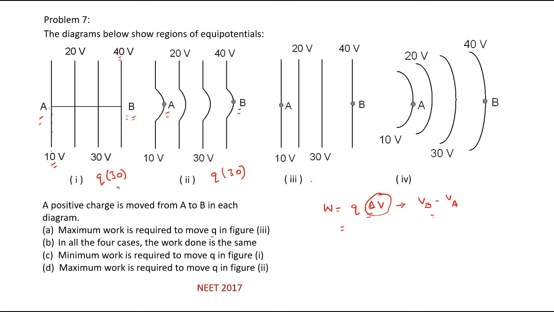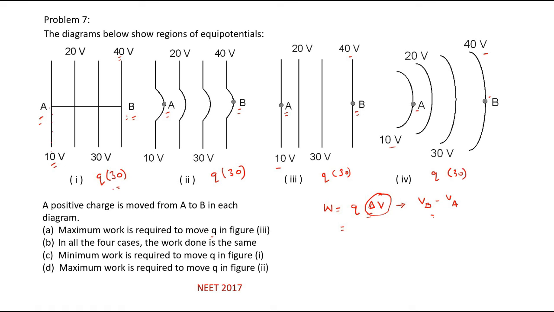For option 3 also, work required is charge into PD. For B it is 40, for A it is 10. You can see here. So here also 30. Same way here also, work required will be charge, assume this charge as Q as shown in the options, into potential difference. For B it is 40, for A it is 10, so 40 minus 10, 30.